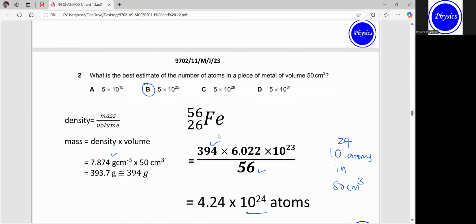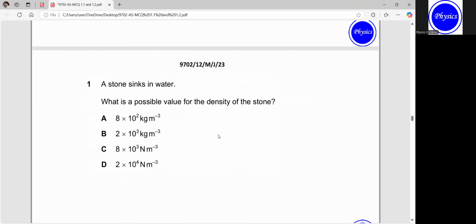Okay, so the next one is a stone sinks in water. What's the possible value for the density of the stone? We all know density of water is equal to 1000 kilogram per meter cube, or 1 times 10 to the power of 3 kilogram per meter cube. Now, something is sinking in water. When it sinks in water, obviously the stone is having a greater density. Okay, stone density is greater than water. That's why it sinks.